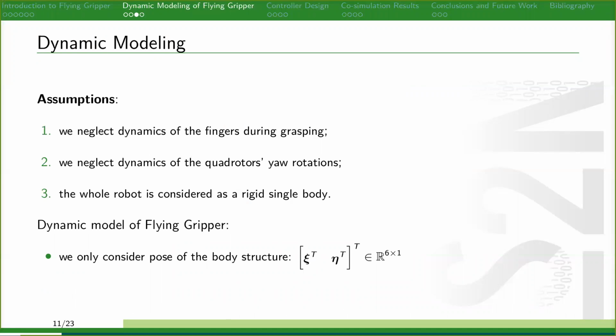We make 3 main assumptions for simplifying dynamic modeling. First, we assume the fingers are closing and opening in a slow way. Thus, we neglect their dynamics. As the fingers are driven by the quadrotors' gear rotations, in slow grasping, we can also neglect the dynamics of the gear rotations. Therefore, we consider the whole robot as one single rigid body. In dynamic modeling, we only consider the pose of the body structure as a consequence.